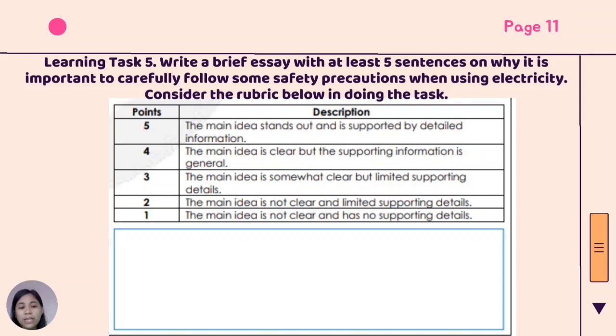5 points, the main idea stands out and it's supported by detailed information. 4 points, the main idea is clear but the supporting information is general. 3 points, the main idea is somewhat clear but limited supporting details. 2 points, the main idea is not clear and limited supporting details. And number 1 point, the main idea is not clear and has no supporting details.